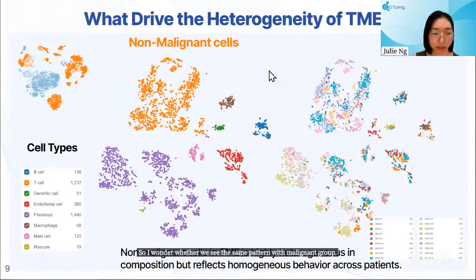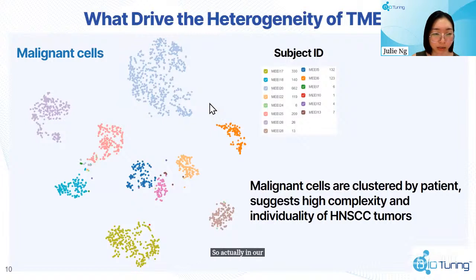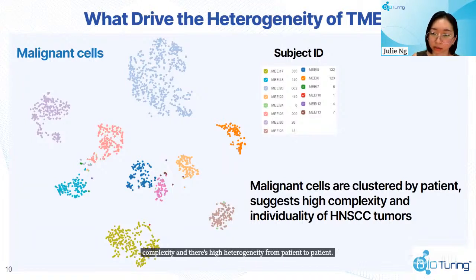So actually in our malignant cells, again, if we color by the patient, we can see a pretty good association for each cluster with each patient ID. So since these malignant cells are clustered by each patient, this suggests that there's high complexity and high heterogeneity from patient to patient in their malignant cells.